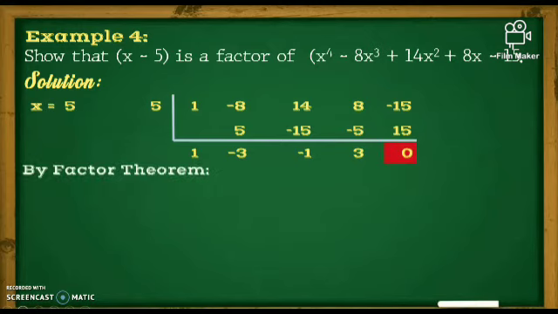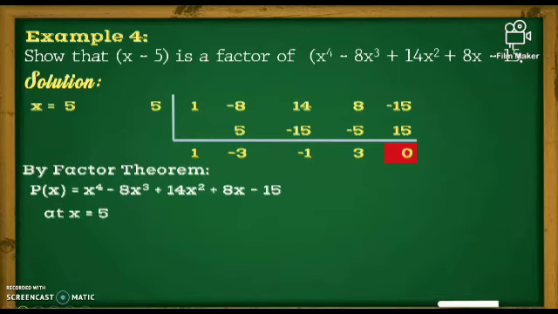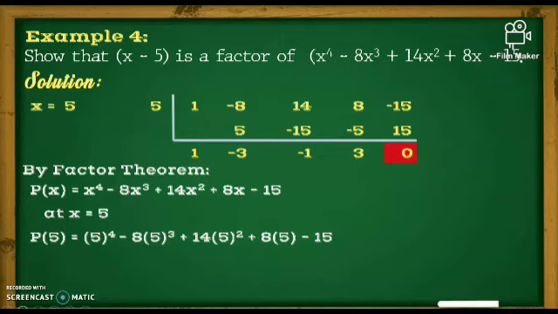Therefore, so using the factor theorem, P of x is equal to x raised to the 4th minus 8x cubed plus 14x squared plus 8x minus 15. So since the value of x is equal to 5, substitute on x, that is P of 5 equals 5 raised to 4 minus 8 times 5 raised to 3 plus 14 times 5 raised to 2 plus 8 times 5 minus 15.